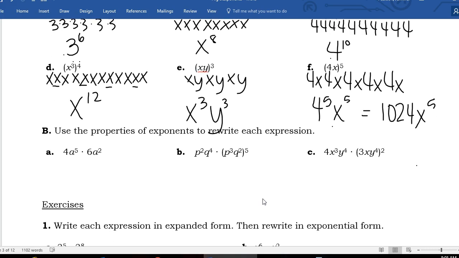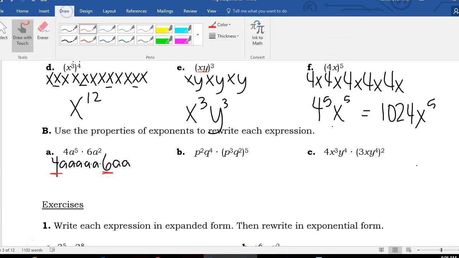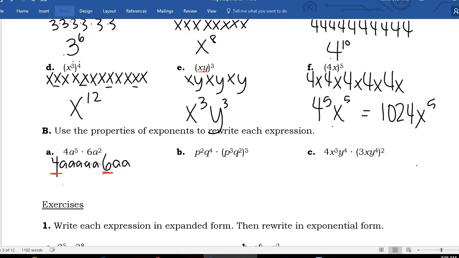So letter B, we are going to work in some coefficients now. The way that this is set up, in expanded form, it's 4, 1, 2, 3, 4, 5, 6, 1, 2. We are multiplying all of these together. So I'm going to multiply coefficients with coefficients. 4 times 6 is going to give me 24.